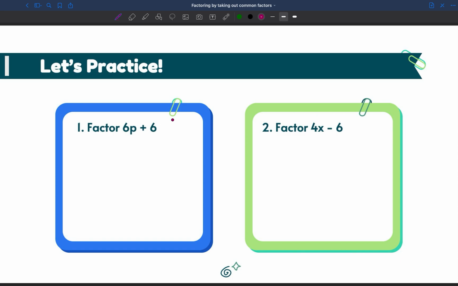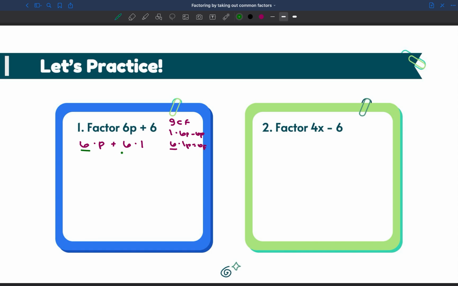All right, so we have to find our GCF first. So the GCF of 6 and 6, well, it's the same exact number. So if we have 1 times 6p equals 6p, and 6 times 1p equals 6p, and then the same for the other term, 6 and 1. So we know our greatest common factor is going to be a 6. So we have 6 times p plus 6 times 1.